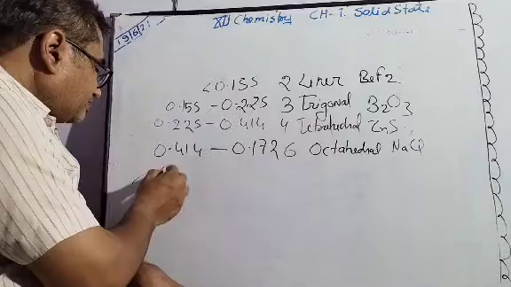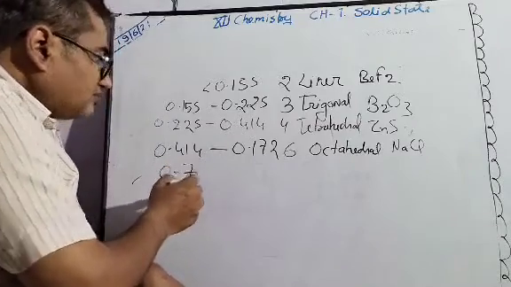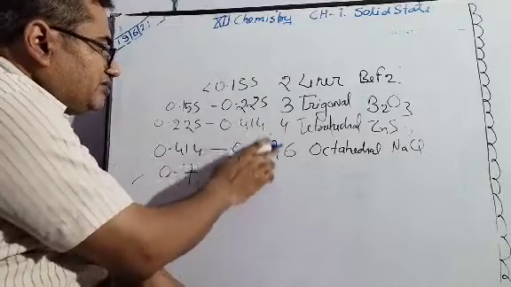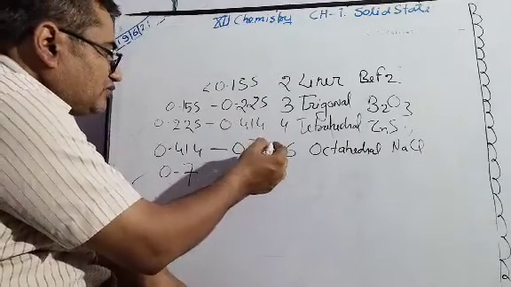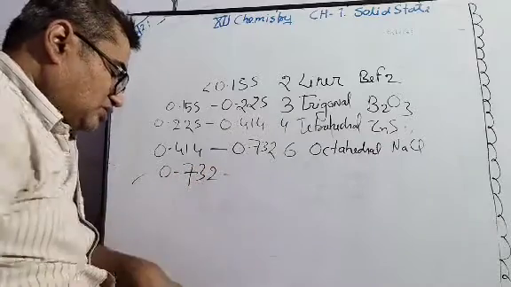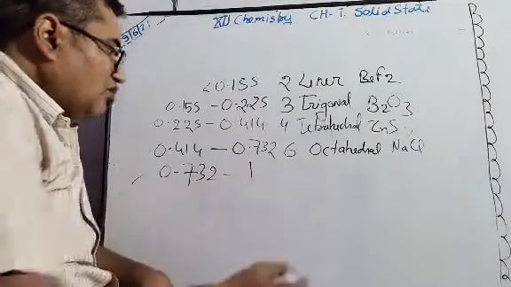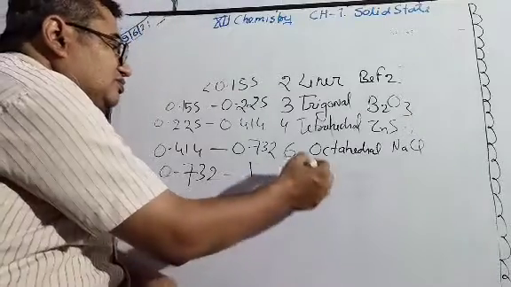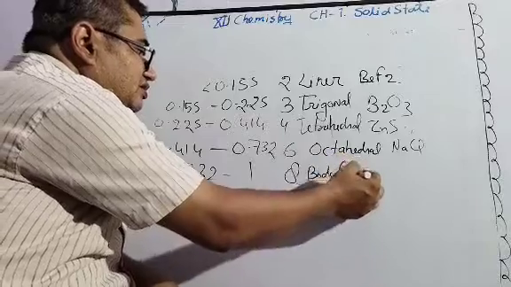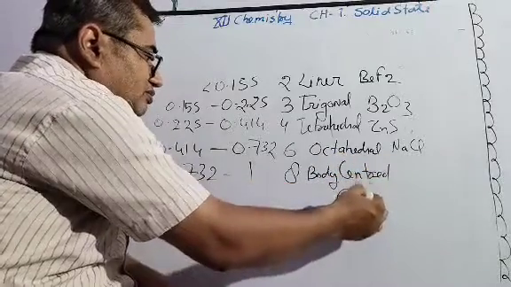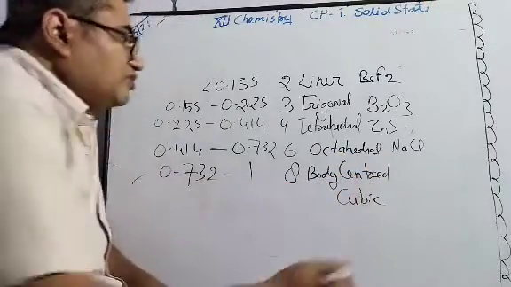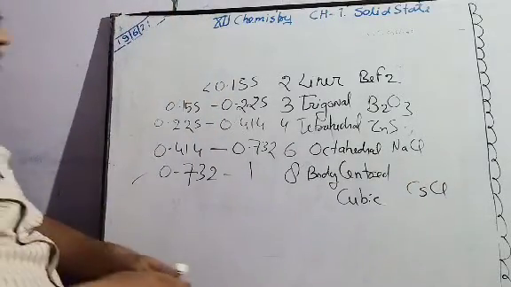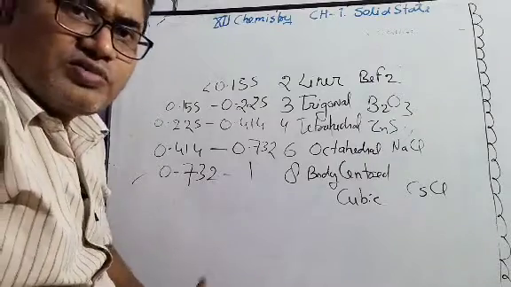Another ratio is 0.732 to 1. The coordination number is 8, and the structure is body centered cubic. The example is CsCl. Understand? So now, best of luck.